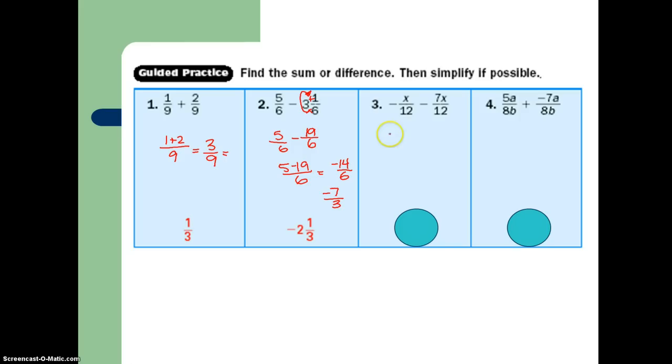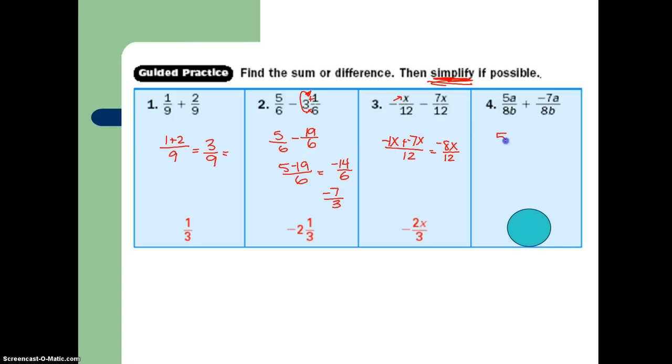For number 3, bring the negative up with the x. Negative x minus 7x all over 12. You can add this negative. So you have a negative, there's an invisible 1. Negative 1 plus negative 7 is negative 8x over 12. Simplify the fraction. You will not get the correct answer until you simplify the fraction. Divide both by 2, you have negative 2x over 3. You will get half credit if you don't simplify.